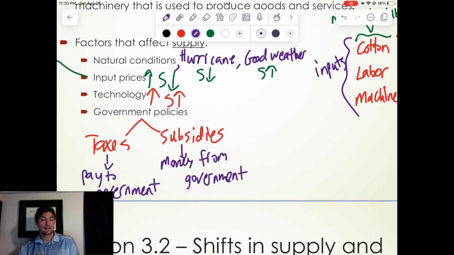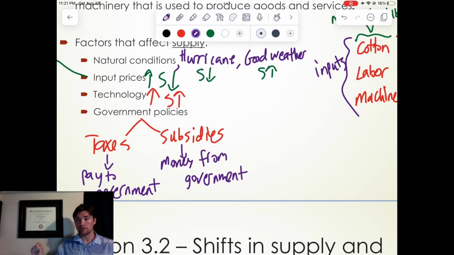And then taxes are their own thing, where the government's like, hey, give me these taxes so I can use it for something else. And we'll get into the something else later on in the year. So that's how government policies are going to change the supply of whatever it is. Basically, taxes are an input cost.